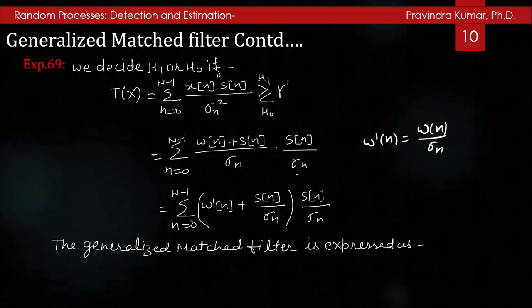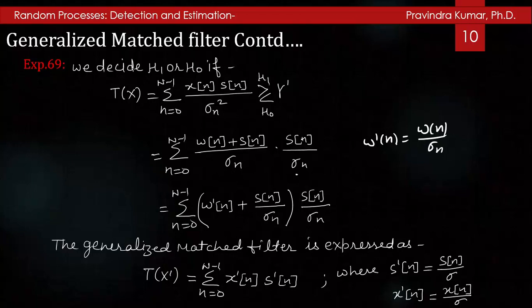So the generalized matched filter is expressed as T x dash equal to summation n0 to n minus 1 x dash n s dash n, where x dash n is equal to x n by sigma n, and s dash n is equal to s n by sigma n.